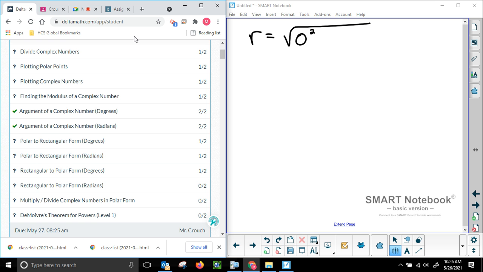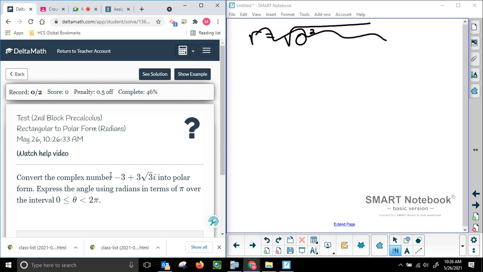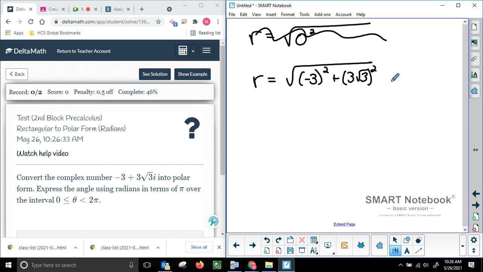But we've talked about, when we were finding the argument earlier, how to use the calculator to find one that's not an exact unit circle value. All right, so rectangular to polar form in radians. So now we're talking about radians. So we still do r is equal to the square root of a squared plus b squared. All right, so when we do this, of course, this will be the square root of 9 plus 9 times 3, which is 27. So this is the square root of 36, which is just 6.